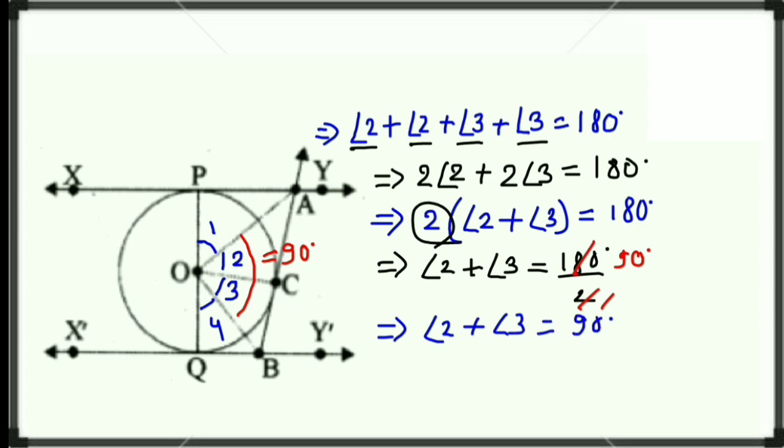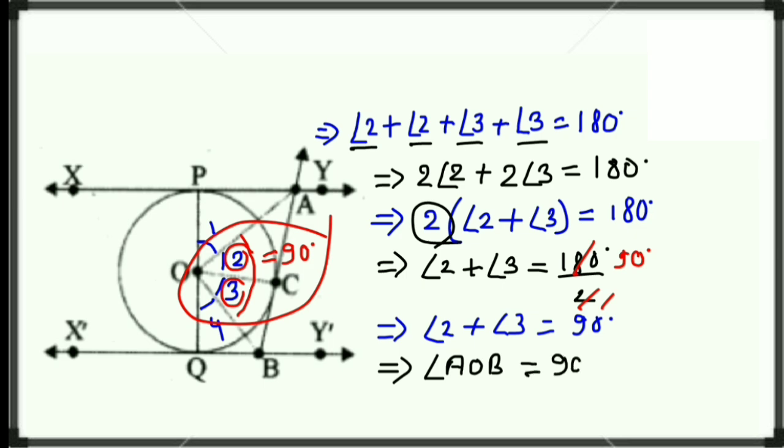And as we know, by combining these two angles, angle 2 and angle 3, it has formed the whole angle, angle AOB. So here we can write angle AOB instead of angle 2 and angle 3, and it is equal to 90 degrees. And according to this question, we had to prove these things, and finally we have proved it.